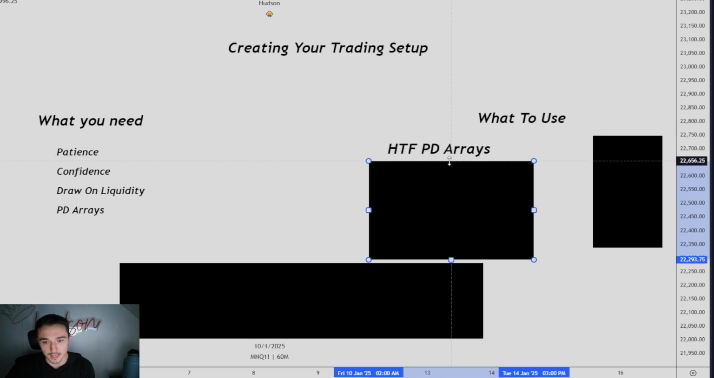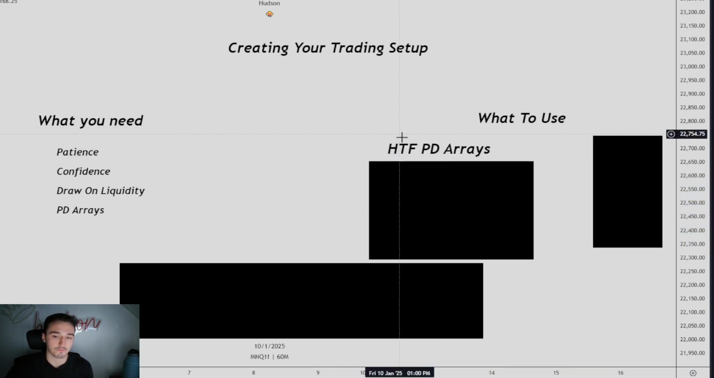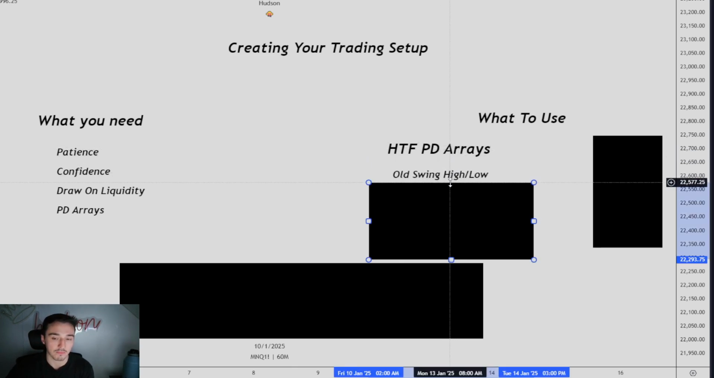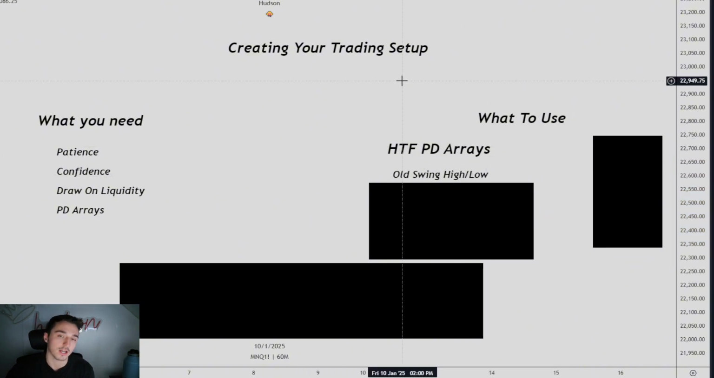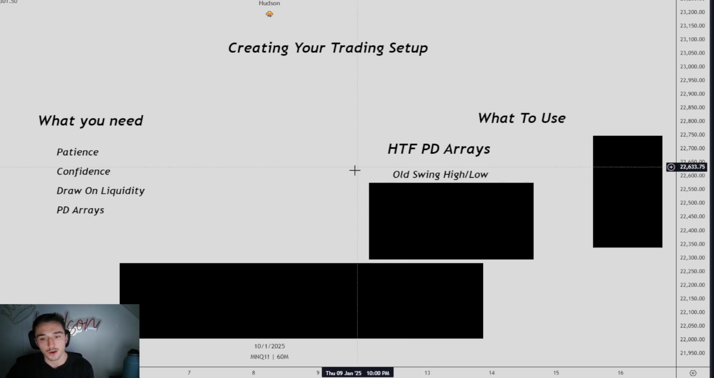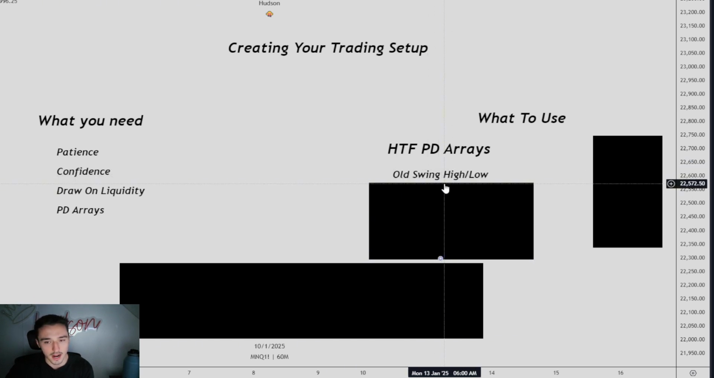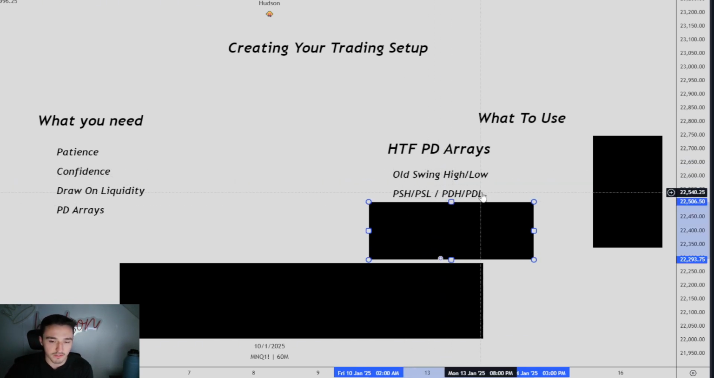So the first thing is higher time frame PD arrays. Okay, so you have to have higher time frame PD arrays in check to understand where the market wants to go, right? Which can be identified by an old swing high or low, right? Daily chart, weekly, 4-hour, depending on what time frame you are trading. Okay, so you have to have an old swing high or low as a higher time frame PD array, a previous high or a previous session high, previous session low, previous day high, or previous day low, right?